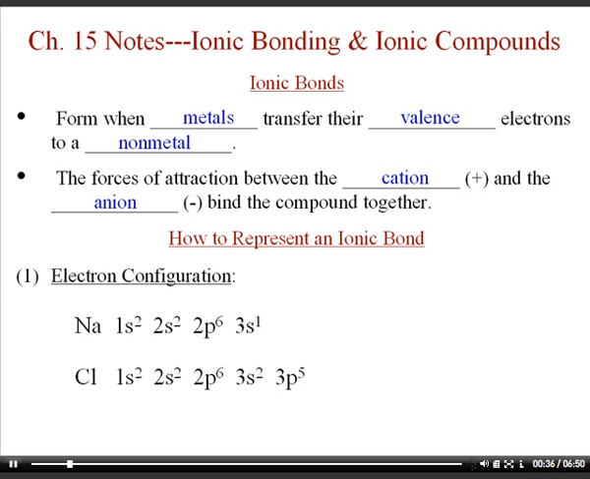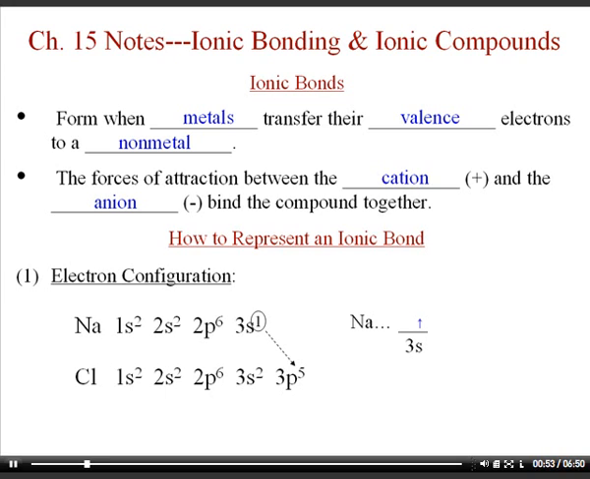In our last chapter we did covalent bonds, and the reason they stick together is because they're sharing electrons. Well, in this chapter they're transferring the electrons from the metal to the nonmetal, and so there's a different force that binds them together. And if you want to represent the ionic bond, you can just show the electron from the metal moving to the nonmetal.